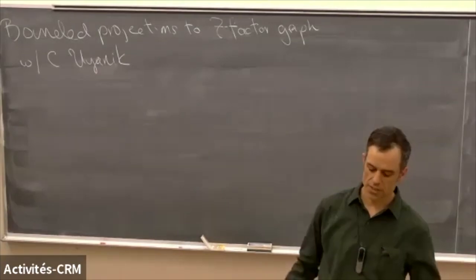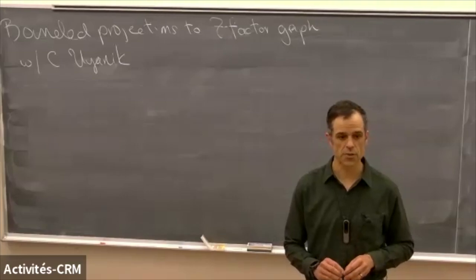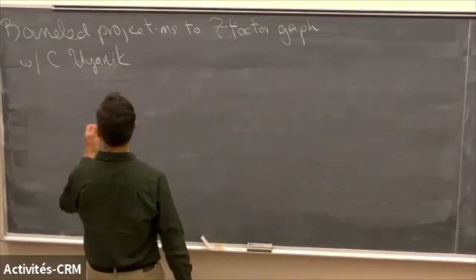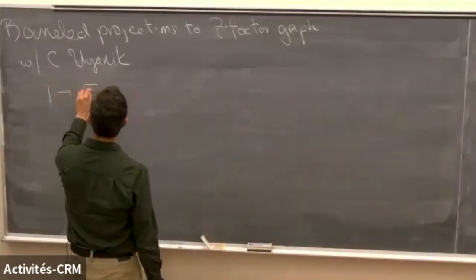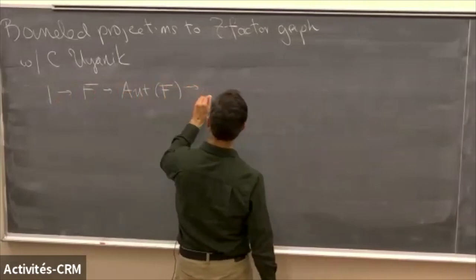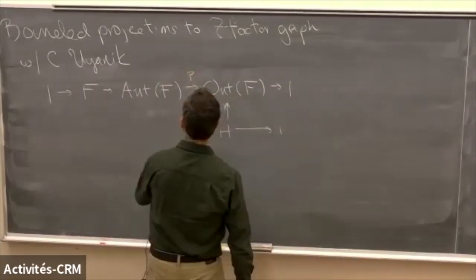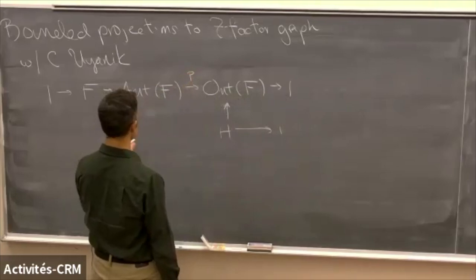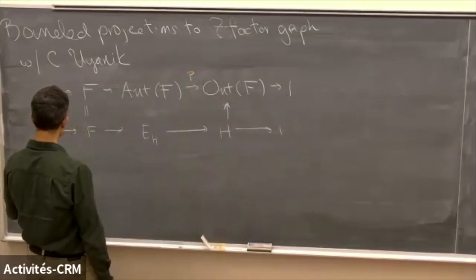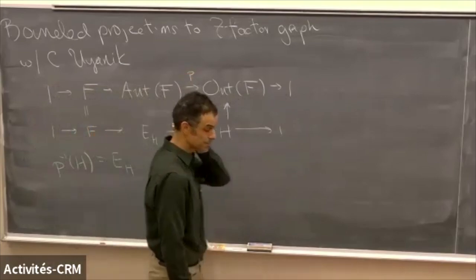Really, the goal of the project that we're working on is to look at free group extensions. The types of free group extensions we're looking at arise from the short exact sequence that relates the inner automorphism group to the outer automorphism group. If you're given a subgroup H of the outer automorphism group, you can take the full pre-image in the automorphism group, and you get an extension of the free group F. So P inverse of H is the extension group, just looking at the full pre-image.